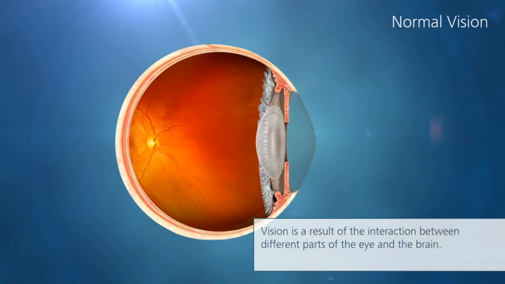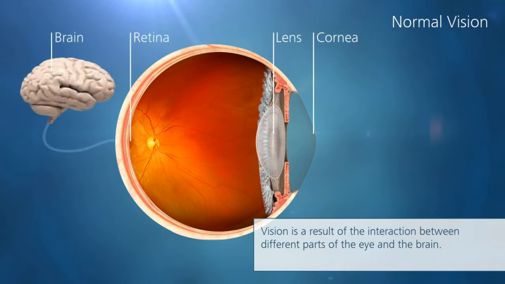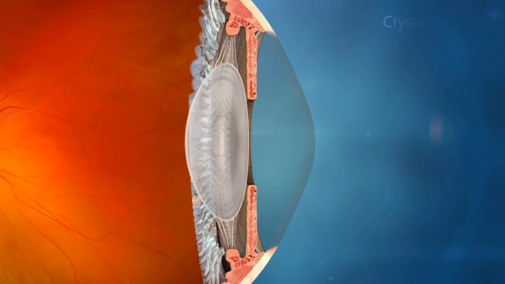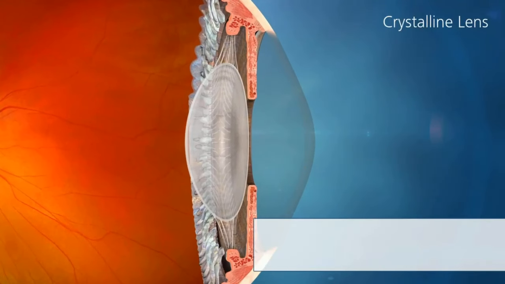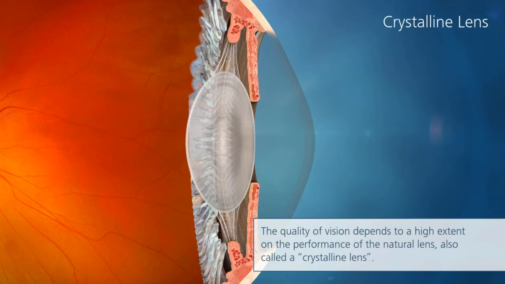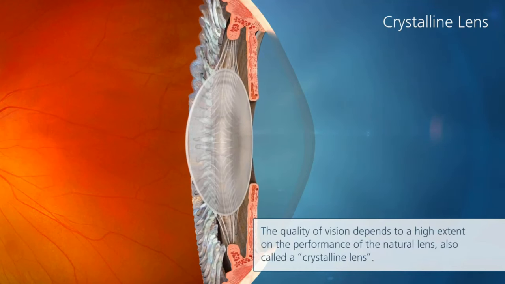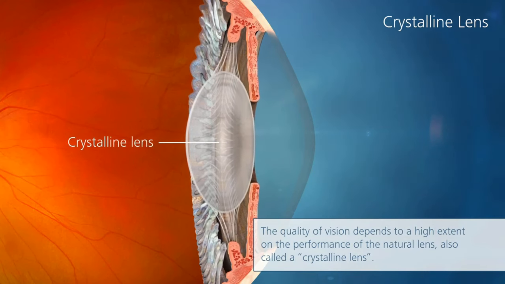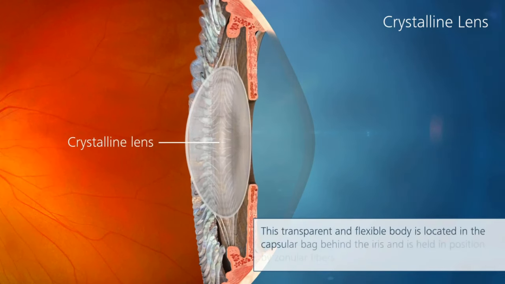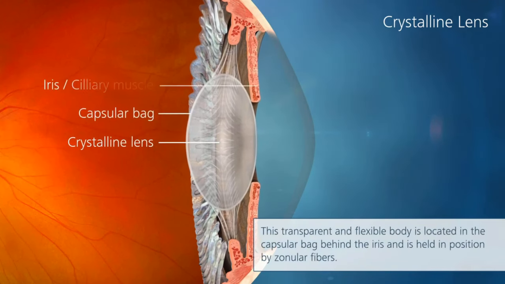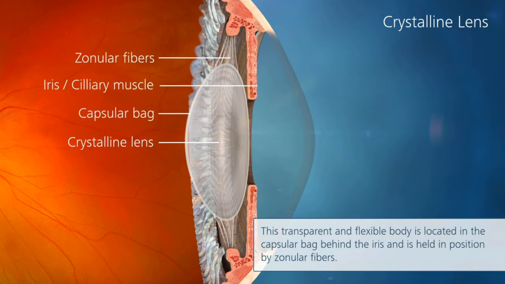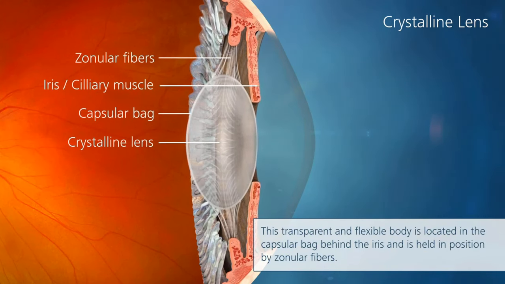Vision is a result of the interaction between different parts of the eye and the brain. The quality of vision depends to a high extent on the performance of the natural lens, also called a crystalline lens. This transparent and flexible body is located in the capsular bag behind the iris and is held in position by zonular fibers.